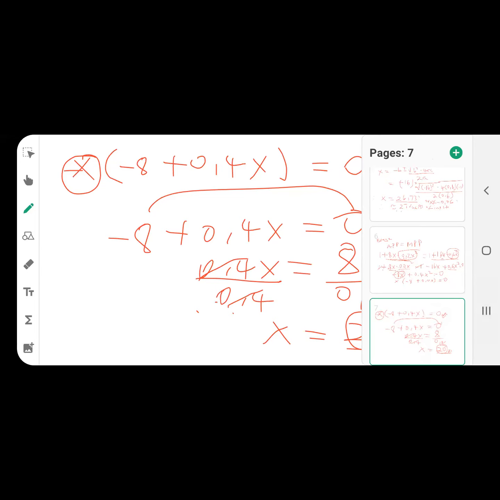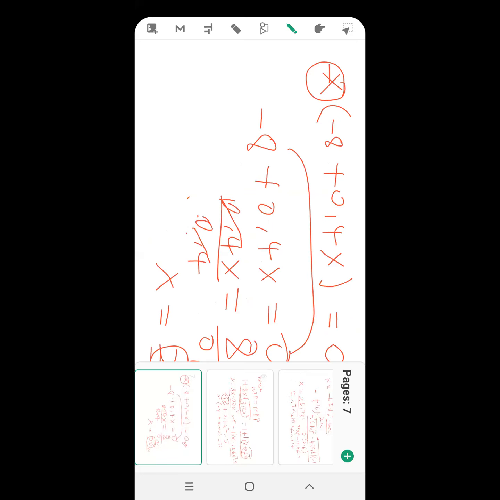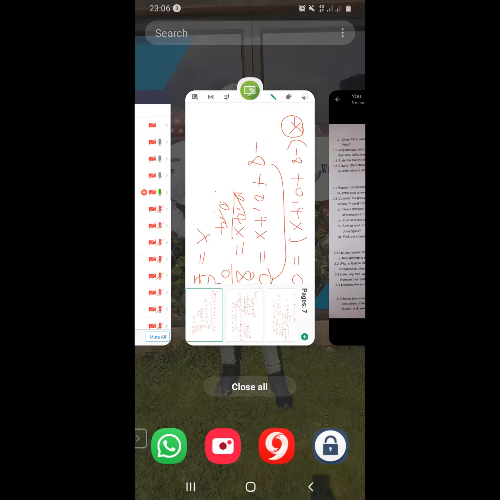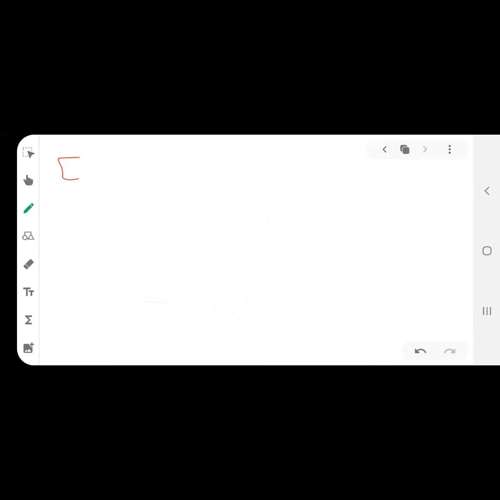Yes. Okay. The last question: find and interpret the elasticity of mango when x equals 1. They are telling you that x equals 1. They gave you the value of x. So you are supposed to calculate elasticity of production and interpret it. What is the formula for calculating elasticity of production? EP equals MPP divided by APP.